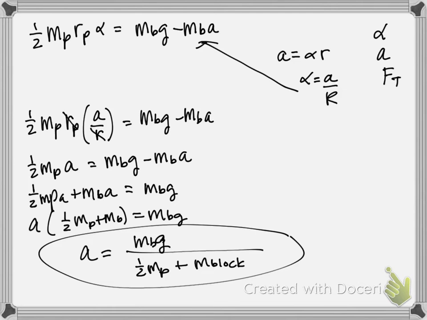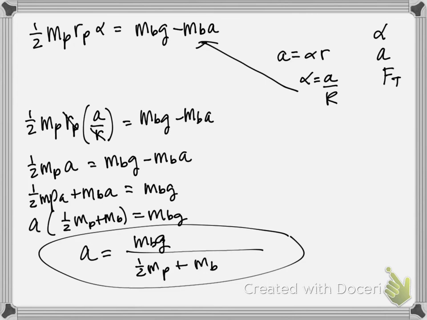Now, I'm sorry, I just messed up on this last bit. It should be half the mass of the pulley plus the mass of the block. I'm sorry, I wrote that wrong on the last line of my notes. Okay, so there we go. So that took some time, but I'm going to come back to what we did and why in a minute.